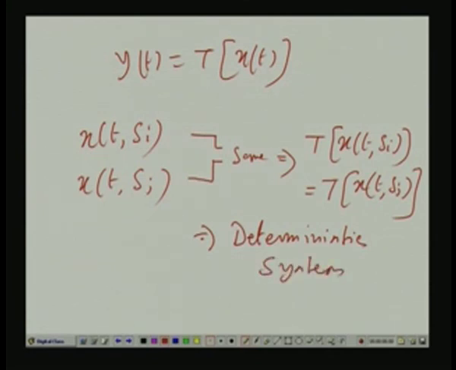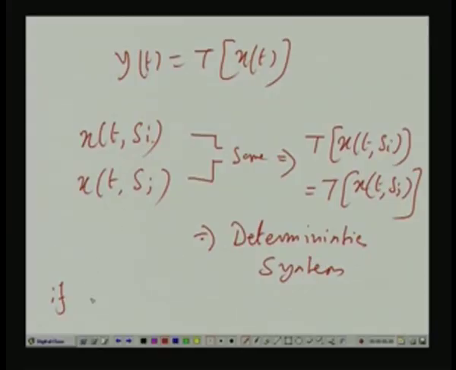But if it so happens that a system not only treats this as a function of time, but also looks at the particular experimental outcome, that is, even if after getting this waveform x(t, s_i), for another outcome s_j you have the same waveform, suppose the system acts on that waveform differently, that is, it changes its behavior from outcome to outcome, then the system is changing its property with time from outcome to outcome. So, in that case the system is called a stochastic system.